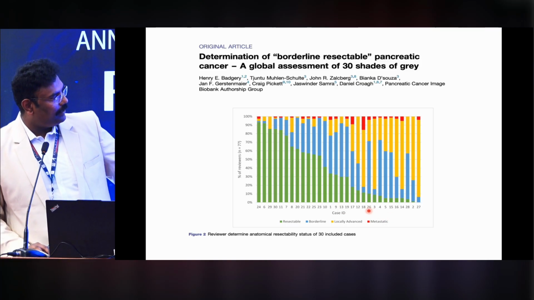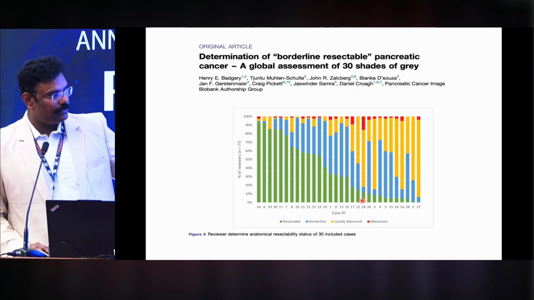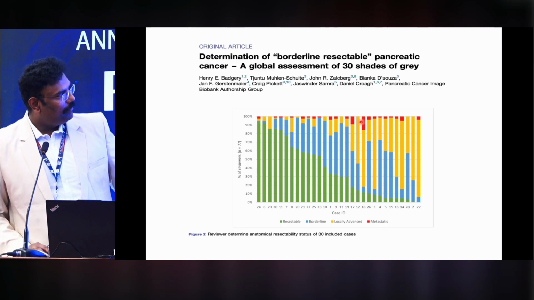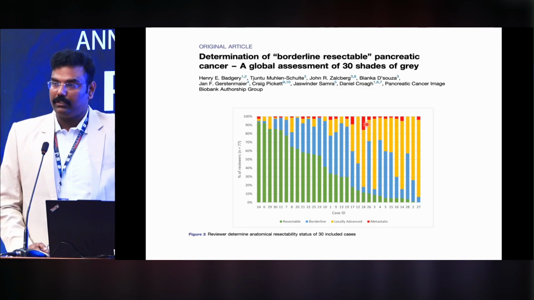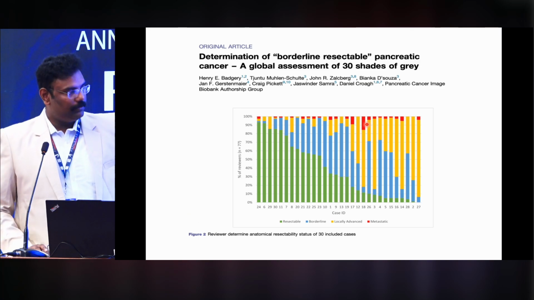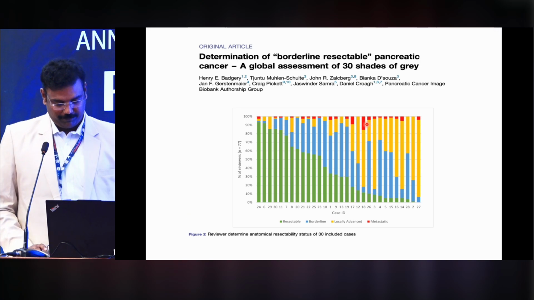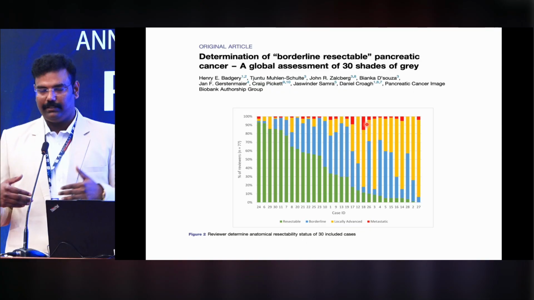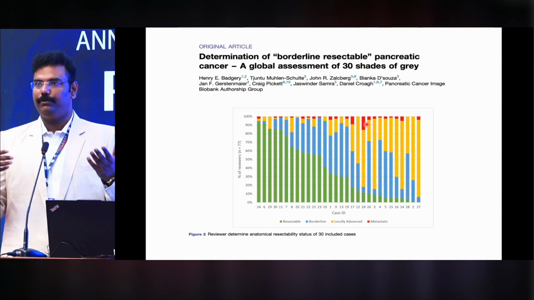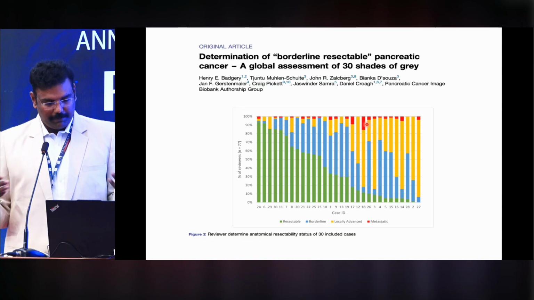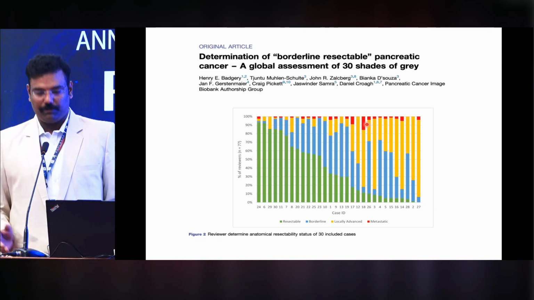So, for example, patient number 18, there was a group of reviewers who had termed it resectable, but there was also a group of reviewers who termed it unresectable. So, the management itself will change. It might be due to differences in the guidelines that they follow, it might be due to the institute protocol, it might be due to the experience that the surgeon has, but whatever the reason, it is still not uniform.